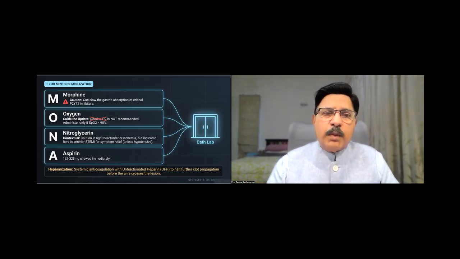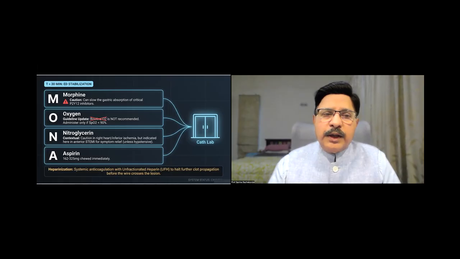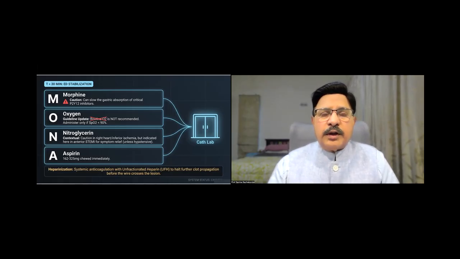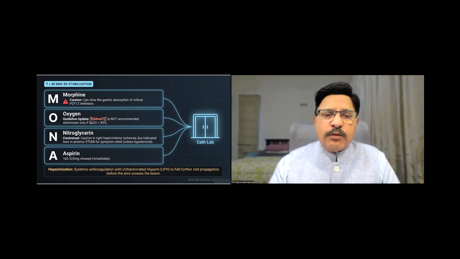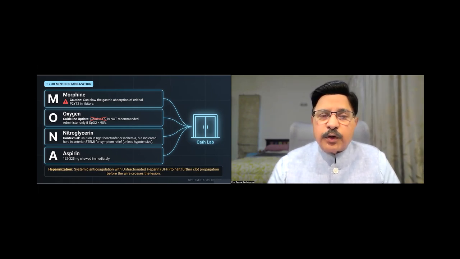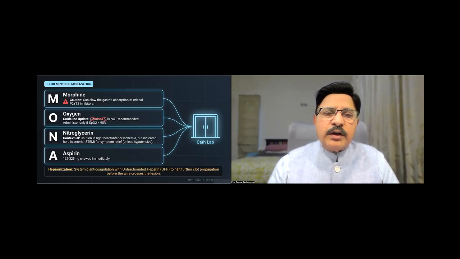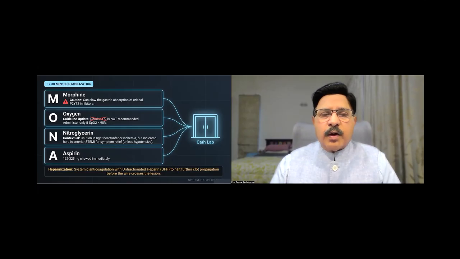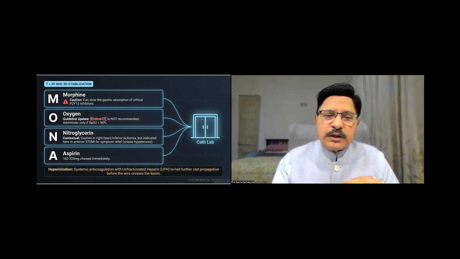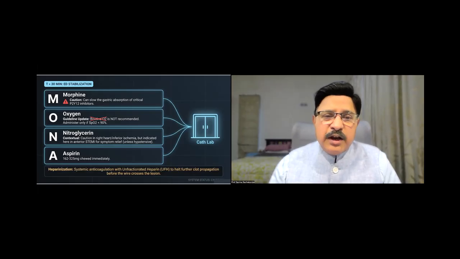What is MONA? Morphine. This can slow the gastric absorption of oral P2Y12 inhibitors. What is a P2Y12 inhibitor? Clopidogrel. You give the loading dose of clopidogrel, 300 milligrams. Morphine might interfere with the absorption of clopidogrel. Keep that in mind. What does it mean? You may have to increase the dose of the P2Y12 inhibitor, clopidogrel. Okay. Oxygen. Routinely don't put an oxygen mask on every myocardial infarction patient. Not required.